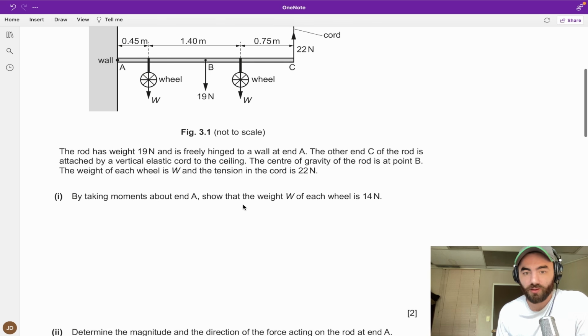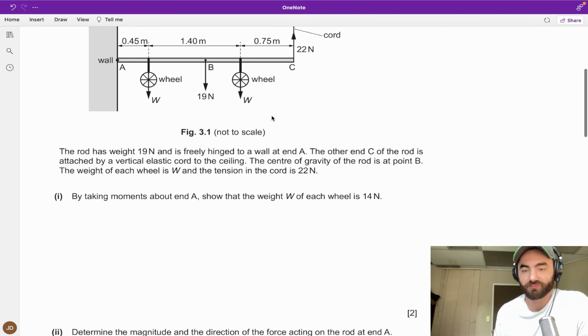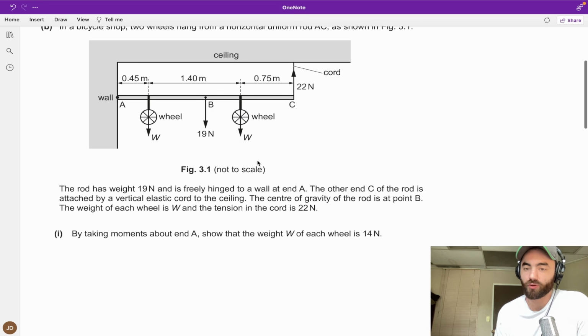Torque. So show that the weight of the wheels is 14 newtons. Because this is at equilibrium, the total clockwise and total anti-clockwise moments will equal each other. So for the anti-clockwise, we have a force here from the cord, 22 newtons, and you notice that in this scenario, all of the forces are perpendicular to the displacements from our pivot point. So that's good. We don't need to find any component. In the next one we will.